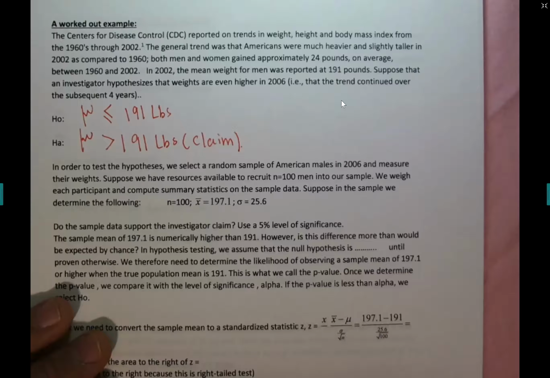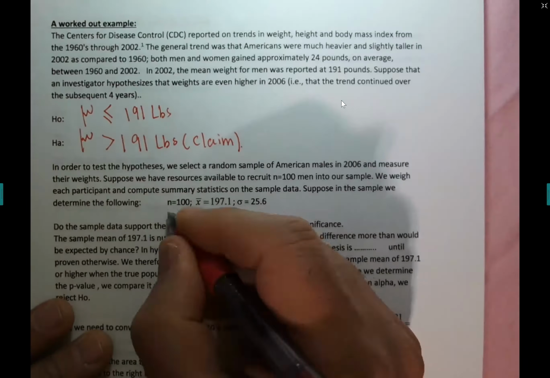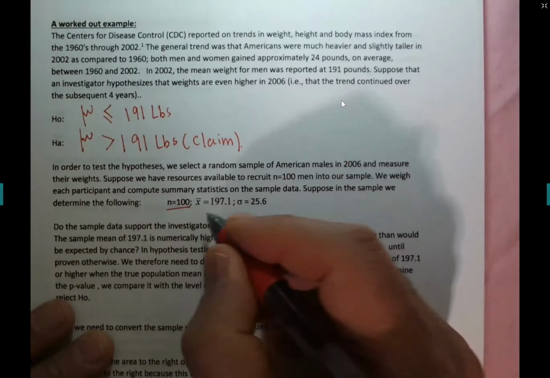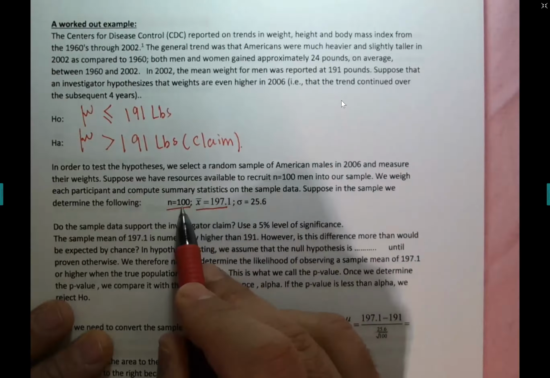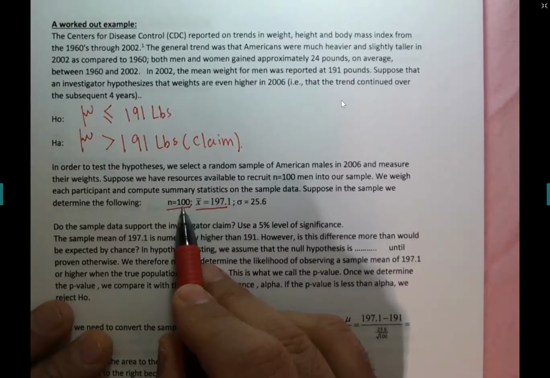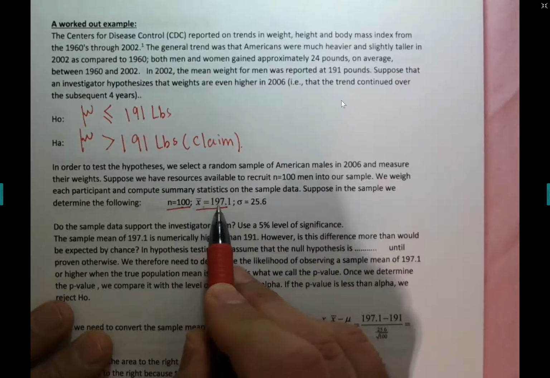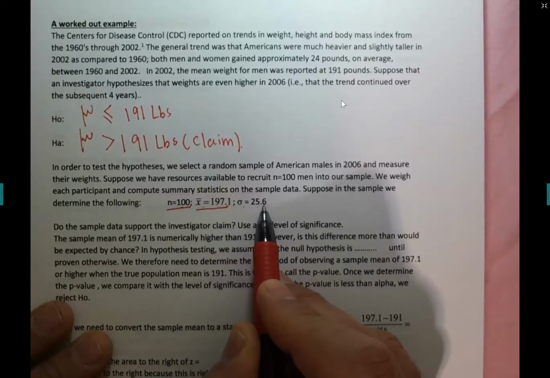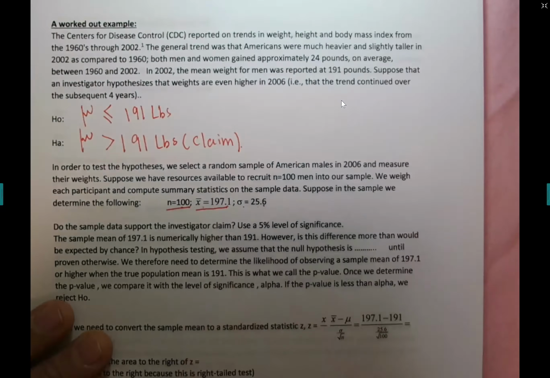In order to test the hypothesis, we select a random sample of American males in 2006 and measure their weights. Suppose we have resources available to recruit 100 men into our sample. So the sample size, guys, is 100. We weigh each participant and compute summary statistics on the sample data. Suppose the sample determined the following. n is 100. So we measured the weight of 100 men. Their sample mean weight was 197.1 pounds, and the population standard deviation was 25.6 pounds. Can we support the investigator's claim?